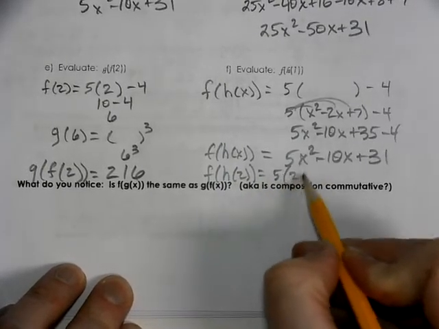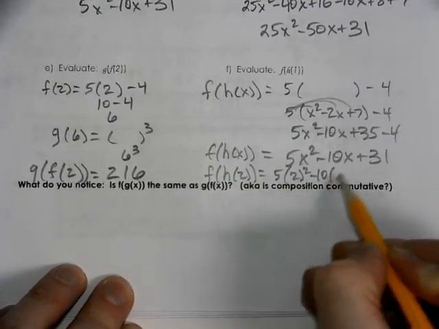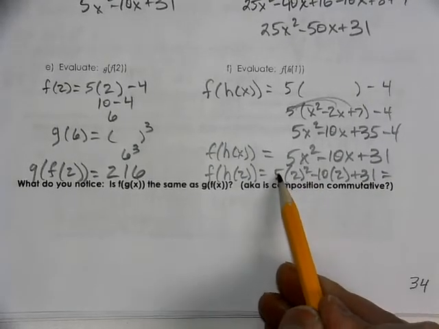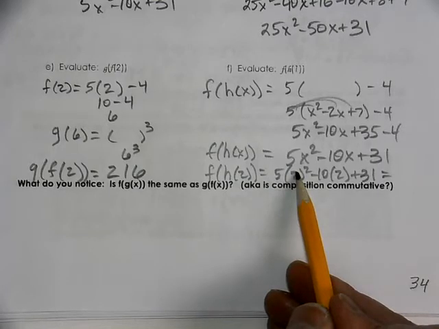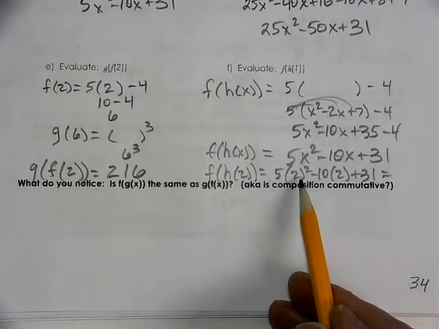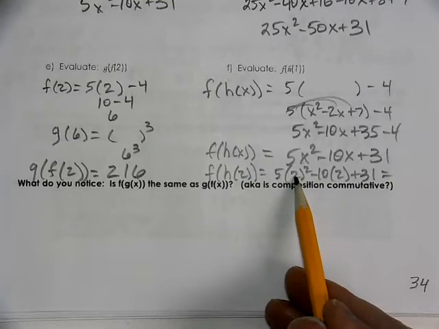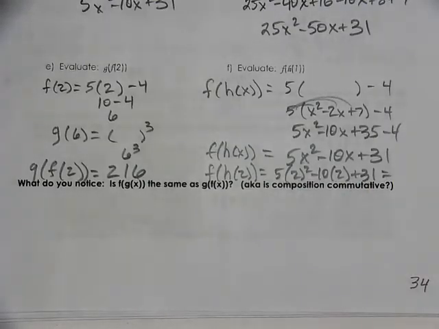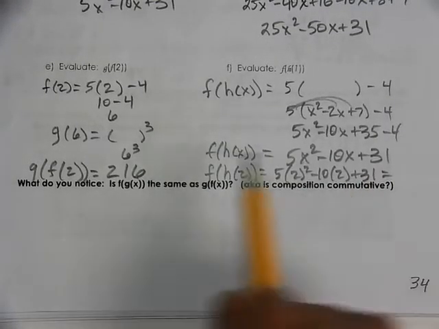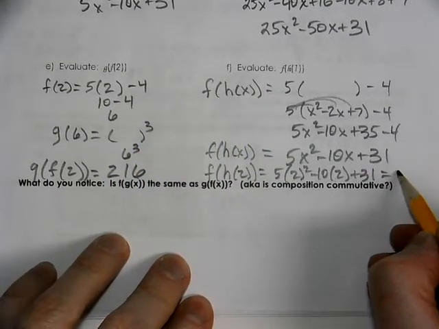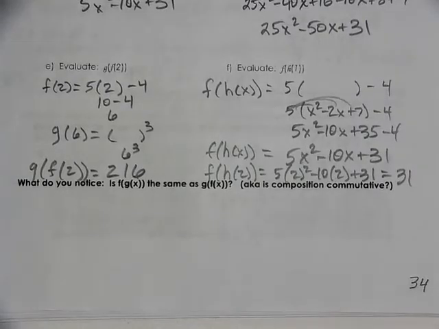So this is 5 times 2 squared minus 10 times 2 plus 31. 4 times 5 is 20 minus 20. Did I do that right? 4 times 5 is 20. Minus 20 plus 31. I messed up somewhere. Nope, didn't mess up anywhere. These are not the same problems. They're not going to get the same answer. So this is going to come out to be 31.